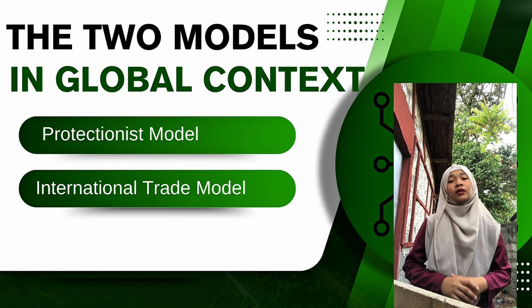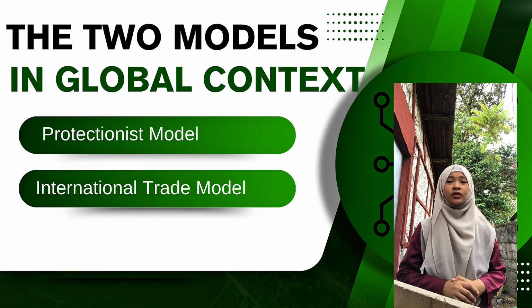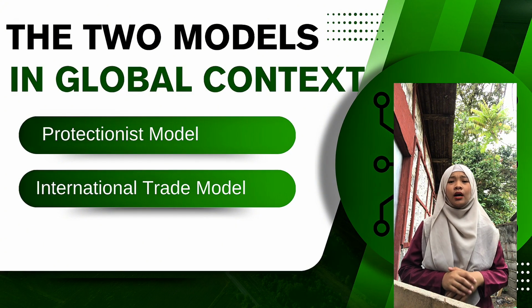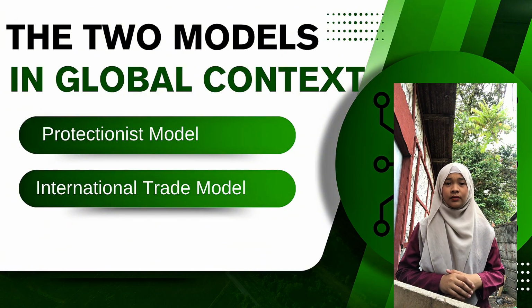economy. So now let's proceed with the two models in global context, particularly why countries choose either the protectionist model or the international trade model, and the effects these models have on society and the economy. At first, many people think that international trade is always the better choice because countries can buy and sell products freely with other nations. However, the passage explains that the situation is more complicated than that. Different countries have different histories, resources, and experiences, which affect the kind of economic strategy they choose.